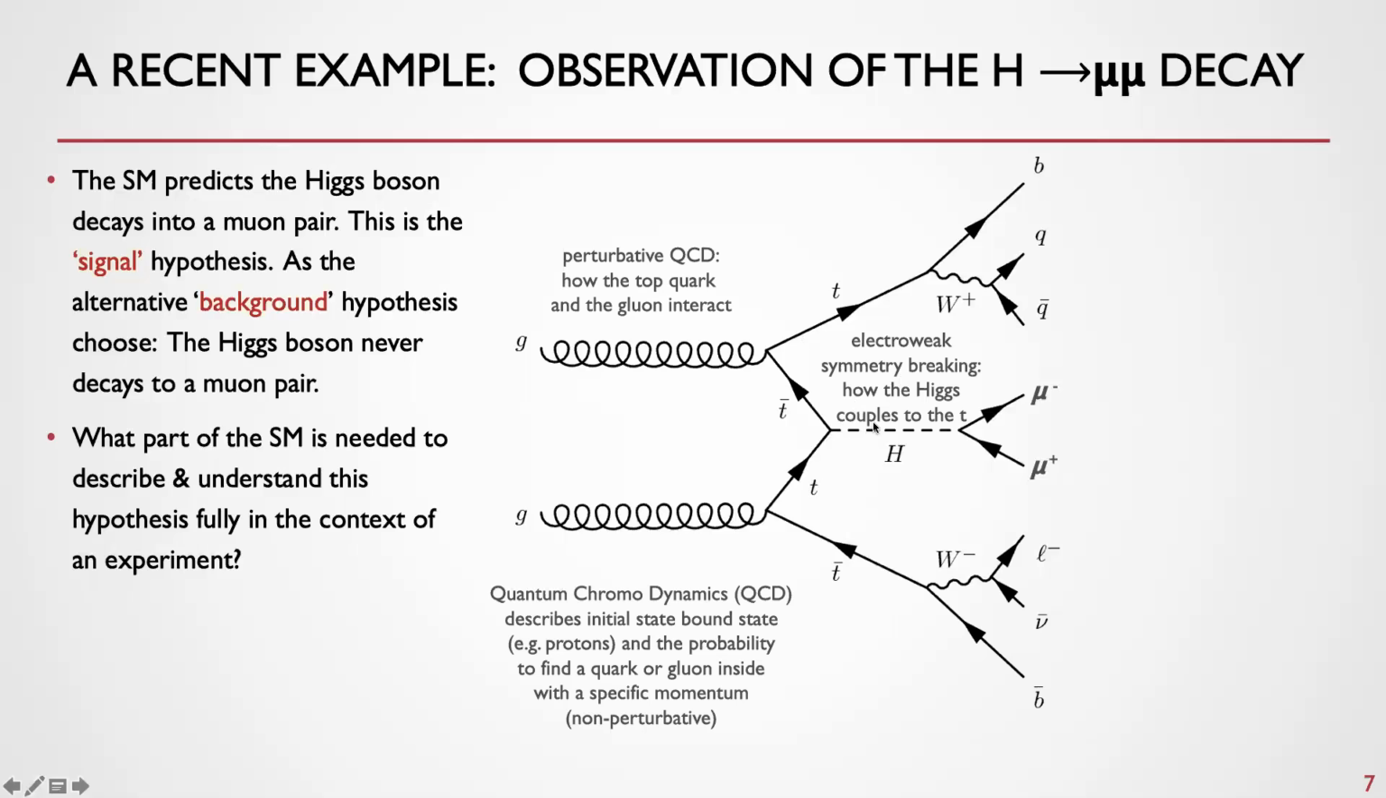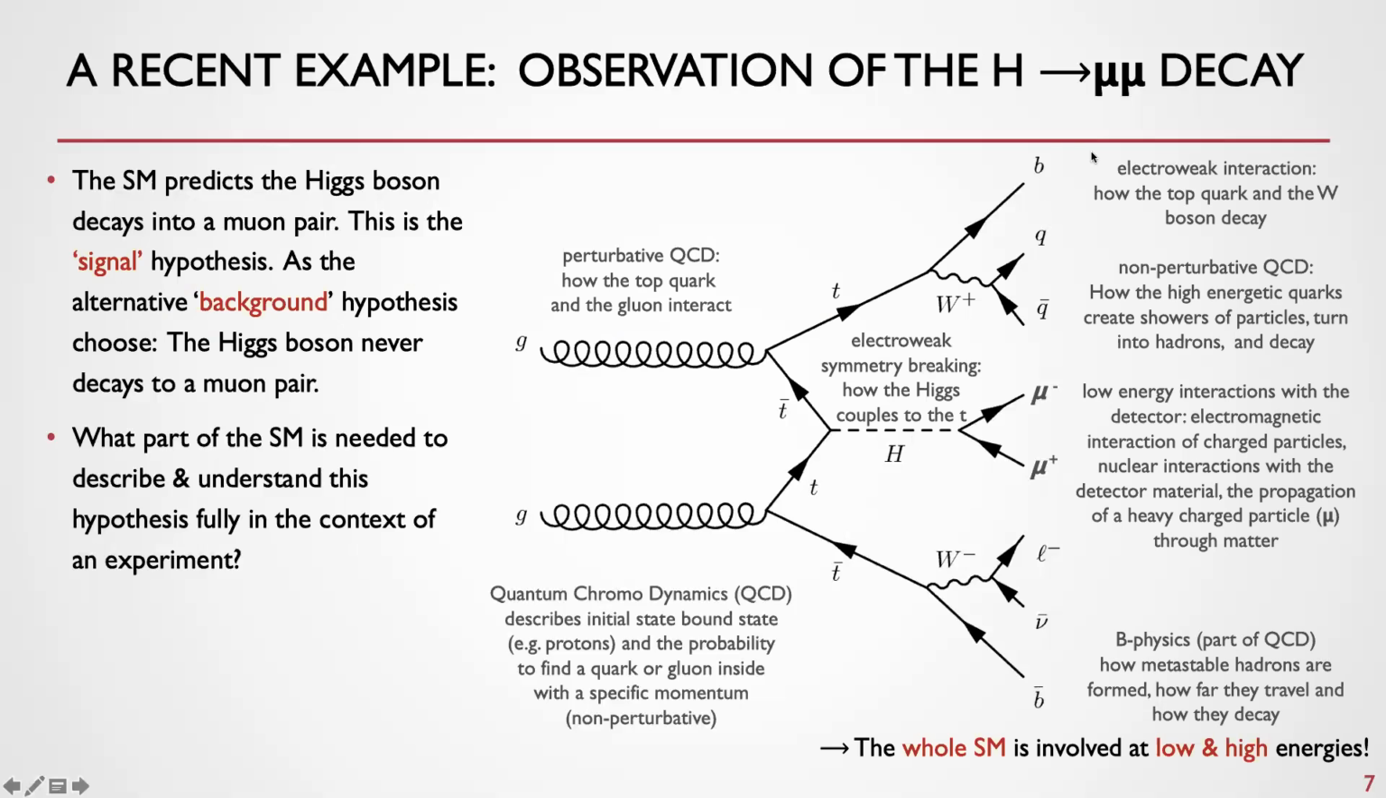Then we need to know how the Higgs boson is supposed to couple to the top quark and to the muon. So we also need to know its mass. So we need to understand electroweak symmetry breaking, top Higgs coupling, top muon couplings. And then we need to talk about the final state particles here.